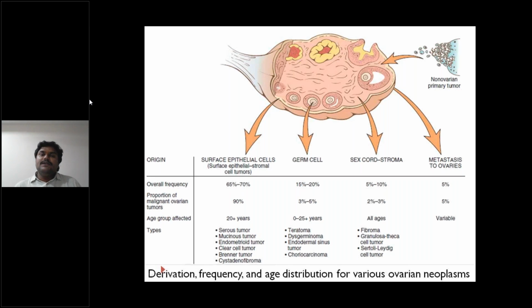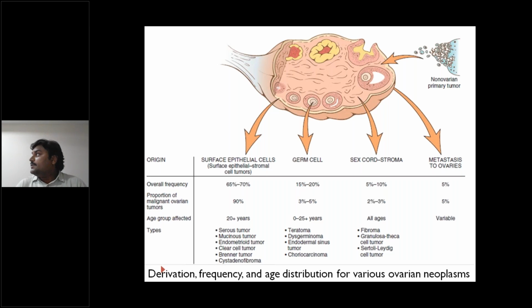From the germ cells also we get a lot of tumors accounting for 15-20% of the cases. First is surface epithelial accounting for 70%. Second is germ cell 15-20%. Then the proportion of malignancy is around 3 to 5%, and it is seen between 0 to 25 years, whereas surface epithelial tumors are seen beyond 20 years. The germ cell tumors include teratoma, dysgerminoma, endodermal sinus tumor and choriocarcinoma.